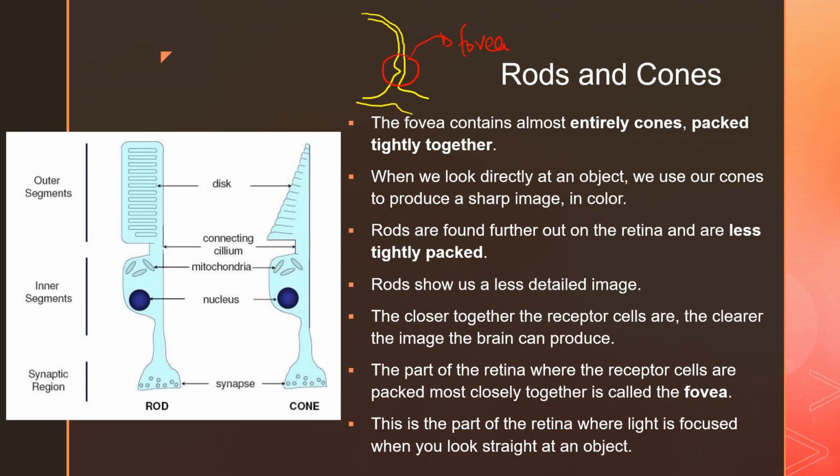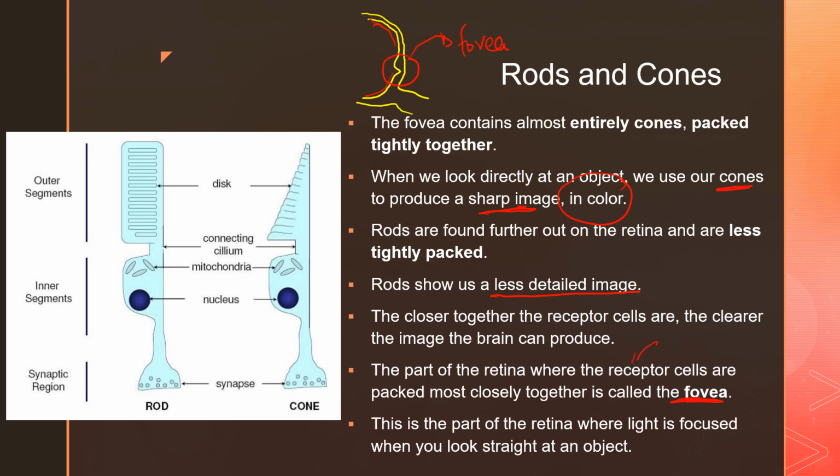When we look directly at an object, we use our cones to produce a sharp image in color. Rods are found further in the lining of the retina, and are less tightly packed. Rods show us a less detailed image. The closer together the receptor cells are, the clearer the image the brain can produce. The part of the retina where the receptor cells are packed most closely together is called the fovea.